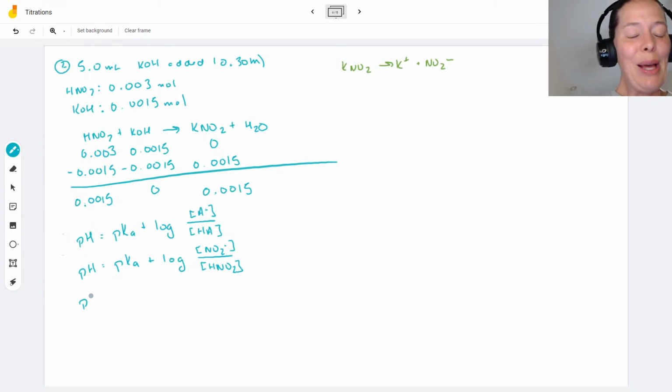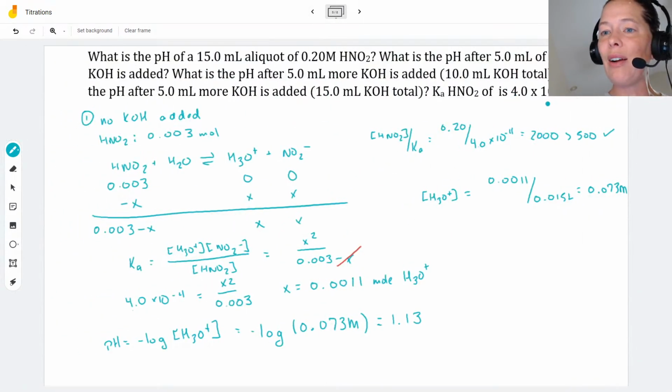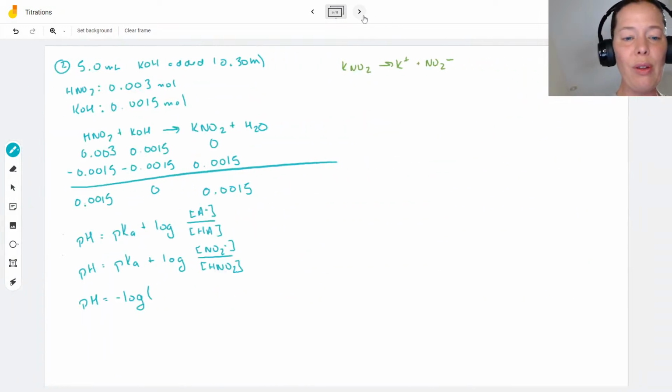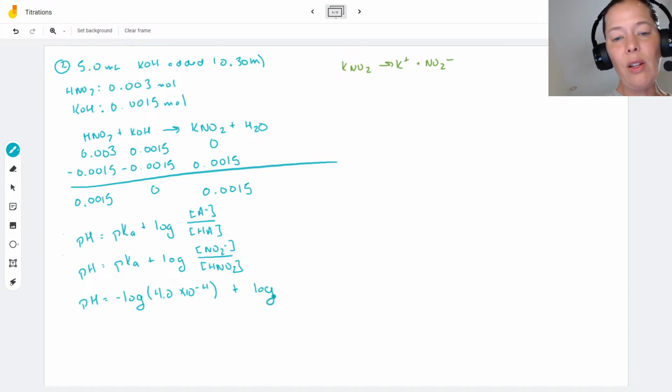So pH, okay, so our pKa is our negative log of our Ka, which we'll go back here. You can see right here it is 4 times 10 to the negative fourth. So this is the negative log of 4 times 10 to the negative fourth plus log of, again, I'm using moles of my conjugate base over moles of my acid.